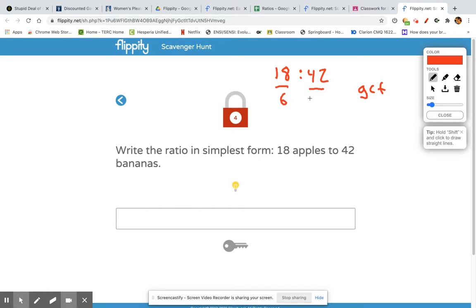So we divide both of the sides by 6. 18 divided by 6 is 3. 42 divided by 6 is 7. So we have 3 to 7. And then we just type in 3 colon 7. Or, yeah, that's probably the best way to type that in.